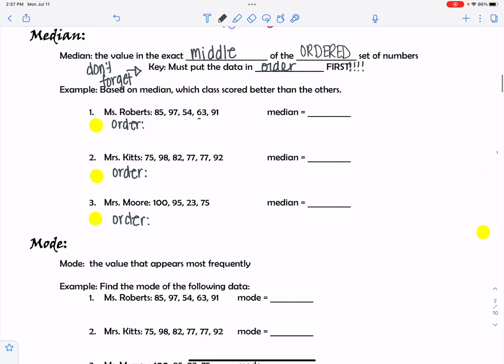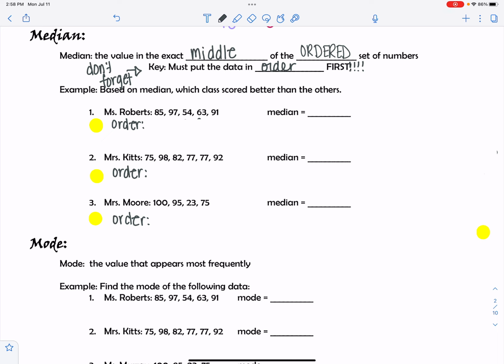So our next type of center would be the median. The median is going to be the value that's in the exact middle of the ordered set of data. So the big thing here, the key, is that you must order the data first and then find the number in the middle. If you don't order the data first, whether it's least to greatest or greatest to least, then you will get the wrong answer.